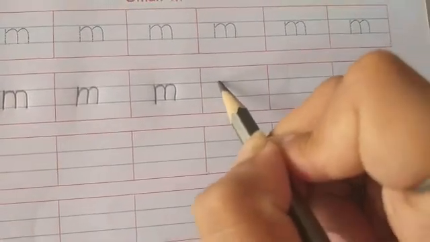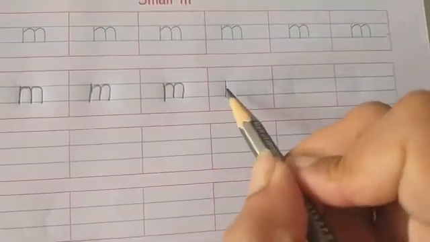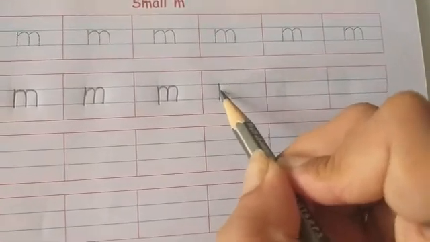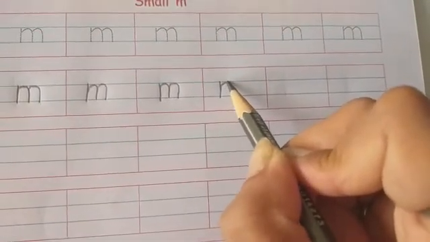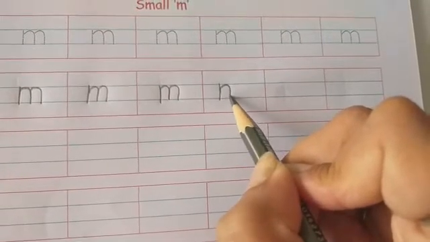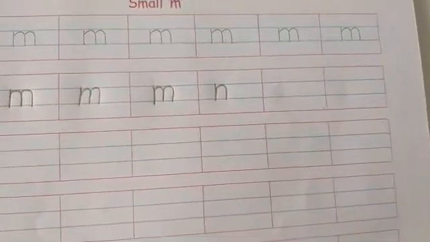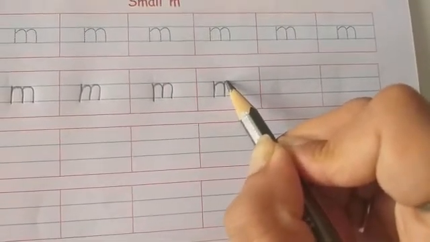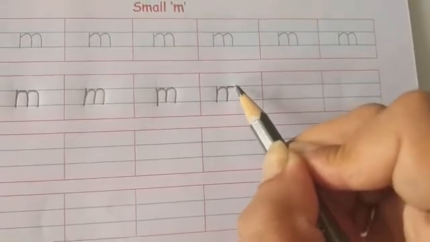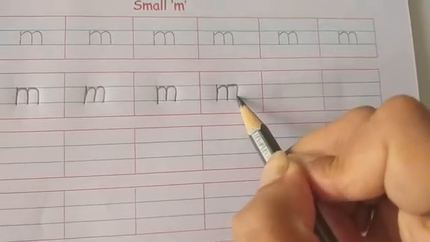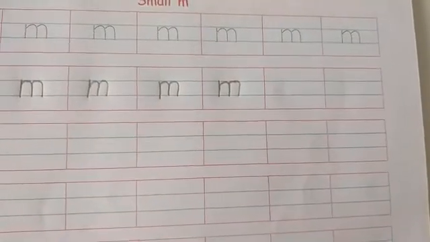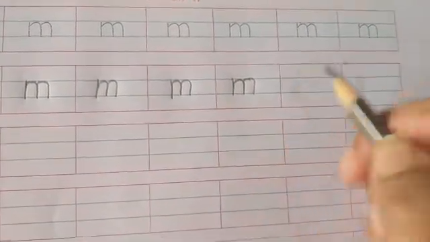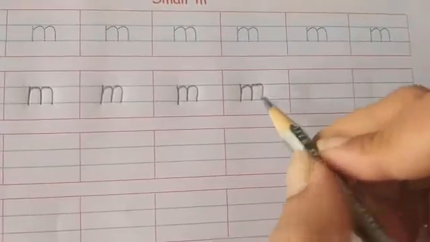Start with the first blue line and finish with the second blue line standing line. Okay, next touch with the first blue line curve and again touch with the second blue line standing line. Okay, next again touch with the first blue line and curve and touch with the second blue line standing line. It makes small letter M. M for motorcycle.